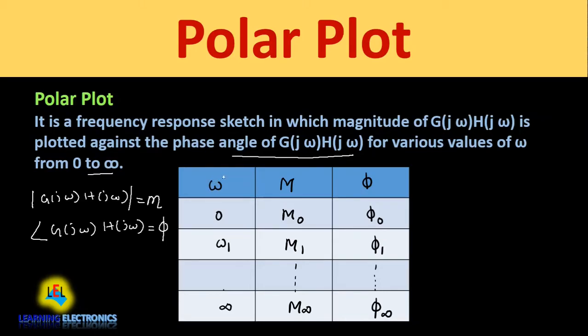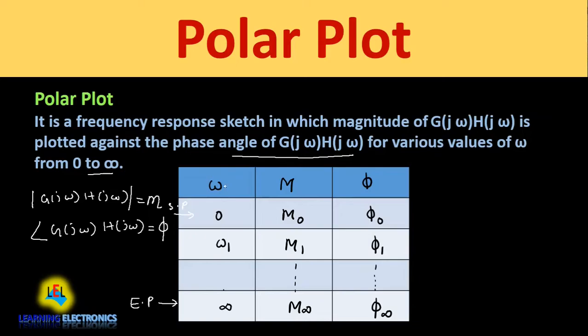We have to remember that while drawing the polar plot, we always vary the omega value from 0 to infinity. That means the starting frequency of the plot will be omega equal to 0 and the ending frequency will be omega equal to infinity. When we keep omega equal to 0, the corresponding magnitude M will be M0 and the corresponding phase phi will be phi 0.